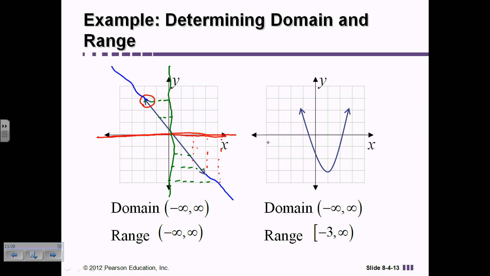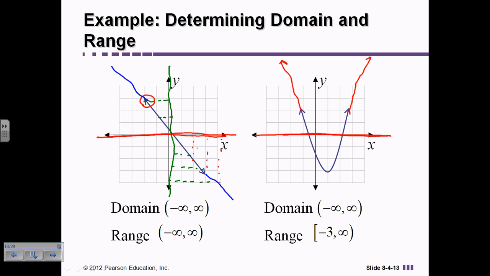Okay, so a couple more examples. Again, looking at our x values, you've got to remember that this blue line goes on forever up this way and goes on and on forever this way. So it appears that it might stop at some point, but it doesn't. So the domain is everything from negative infinity to positive infinity.